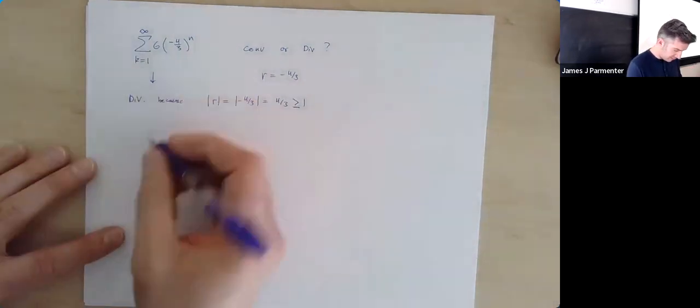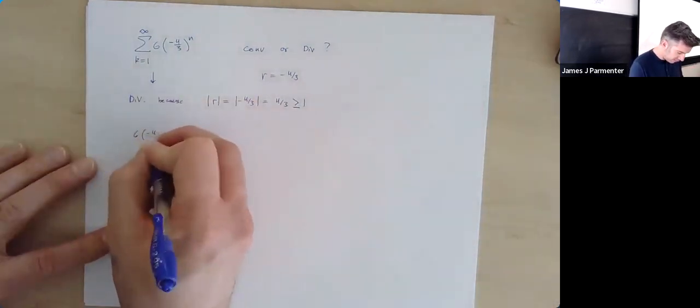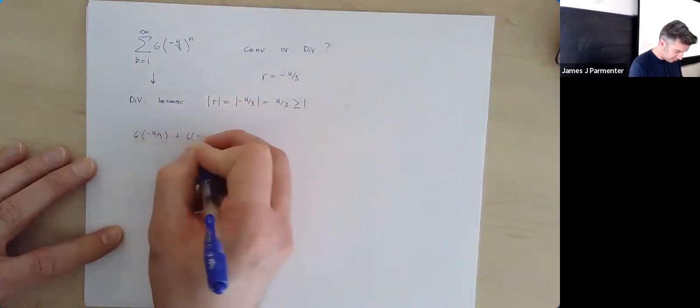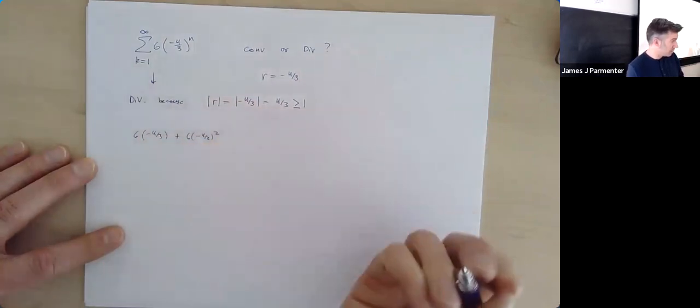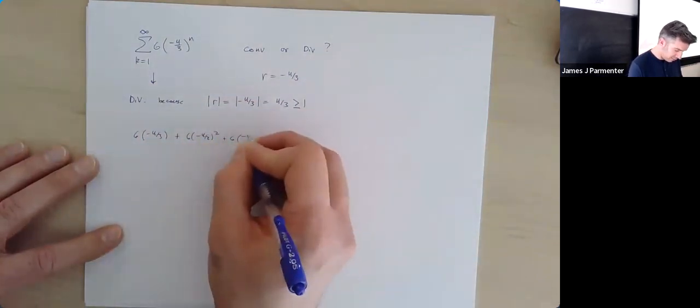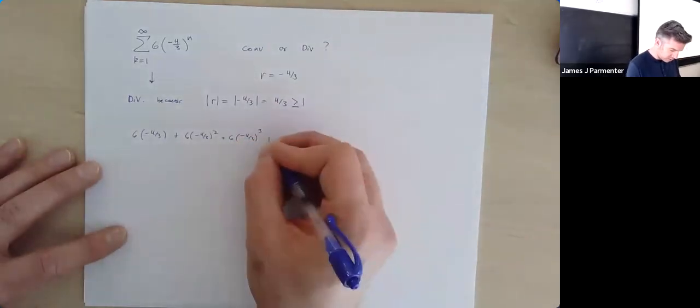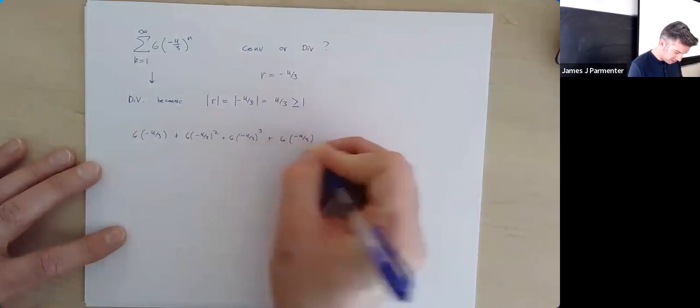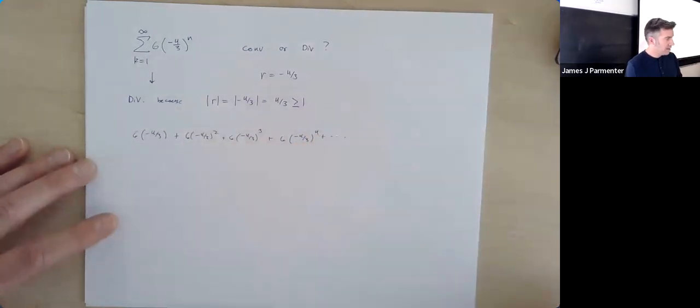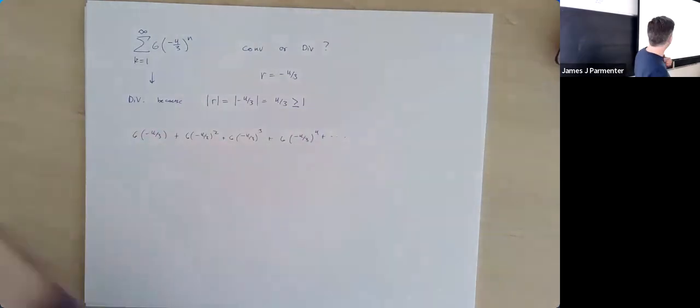If I wrote out terms here, my first term would be 6 times negative 4 thirds. Then we have 6 times negative 4 thirds squared, which is a bigger number. And then 6 times negative 4 thirds cubed, which is an even bigger negative number. So you're just getting larger and larger, bouncing back and forth between positive and negative. And that actually brings up a really good point, which I kind of failed to say, which is super important.